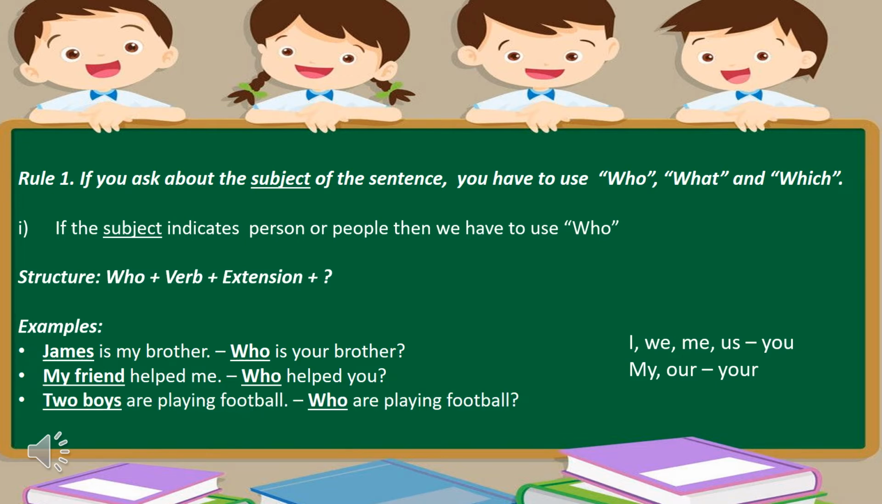Number 3, two boys are playing football. The subject of this sentence is two boys, and two boys refers obviously to persons, so we have to use who. Then the verb are playing, and then the rest of the sentence football, and put the question mark at the end.